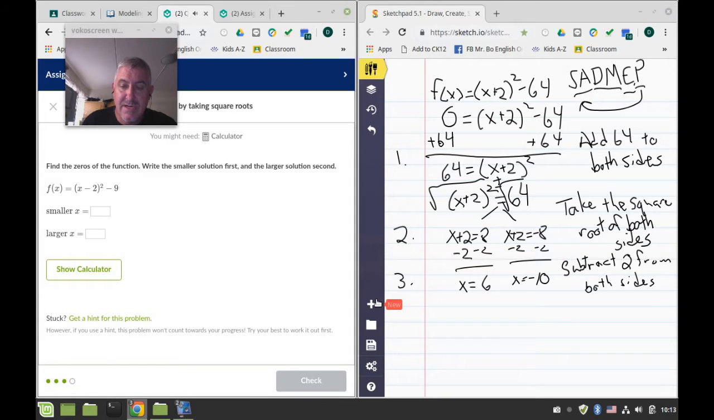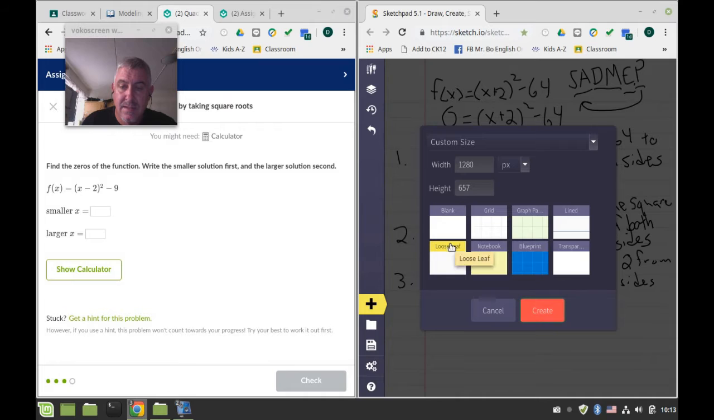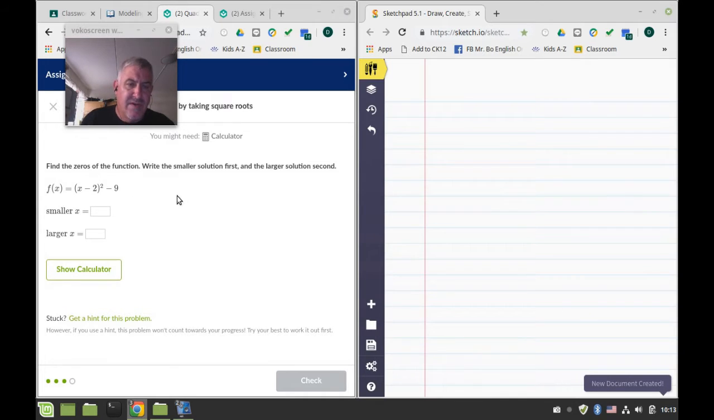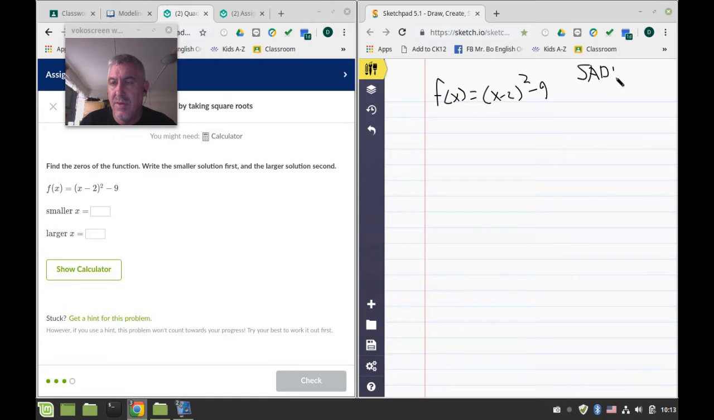All right, and our last one here. Find the zeros of the function. Write the smaller solution first and the larger solution second. So this is a function again. F of x is equal to (x minus 2) squared minus 9. And we want to find the zeros. So that means we'll set the function equal to 0.